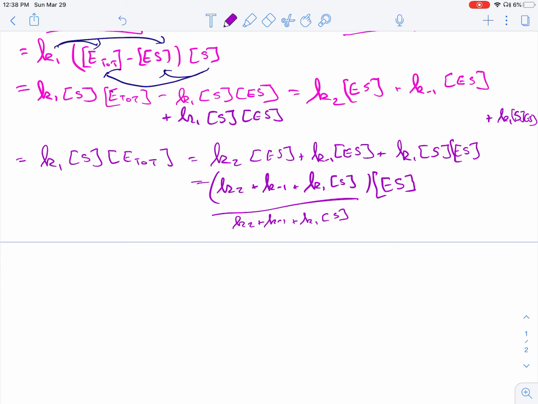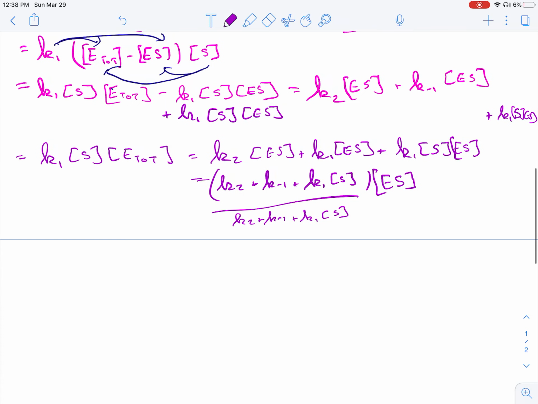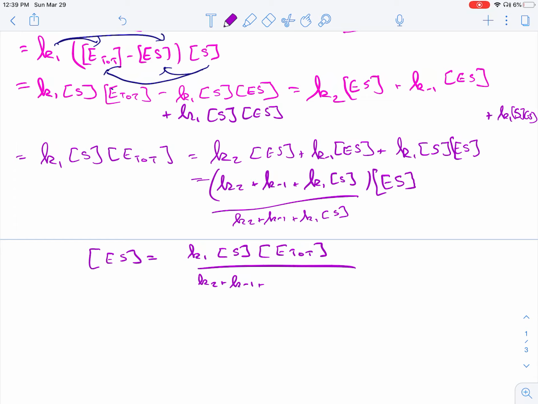And there, I'm going to flip these things around. Here you have ES is equal to K1S E total over K2 plus K minus 1 plus K1S. Okay. And so this is it. We just solved for ES. Congratulations, guys. The only thing now to do is simplify this a little bit.